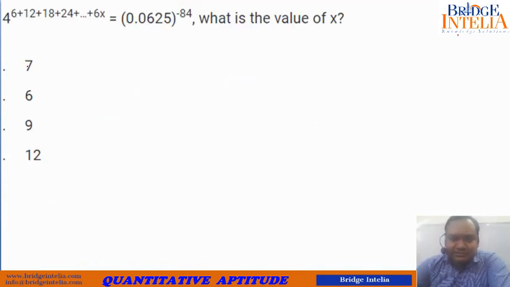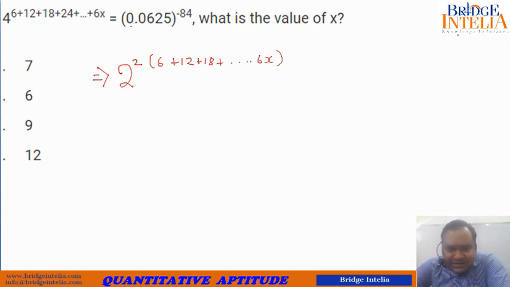Now let's move forward. Now 4 raised to this series is equal to 0.0625 whole raised to power minus 84. Again a very good question. So based on this, what is the value of x? Now see, 4 can be written as 2 to the power 2. So let's do that first. So what is given to me is something like this. 4 can be written as 2 square to the power 6 plus 12 plus 18 up till 6x.